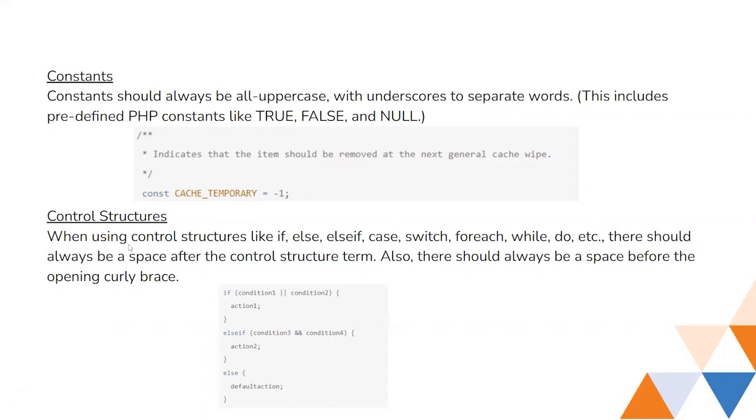Then the control structures like if condition, foreach and all. When we are writing, we have to write in such a way that after the if there is a space, there is a space between the condition and the operator, and the curly bracket should be on the same line as the argument over here. And the else if and all, when we are writing, it shouldn't come where the end of the curly brace is there, but it should come on a new line.